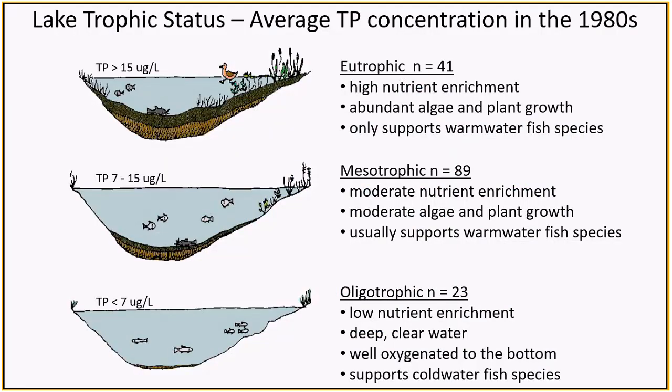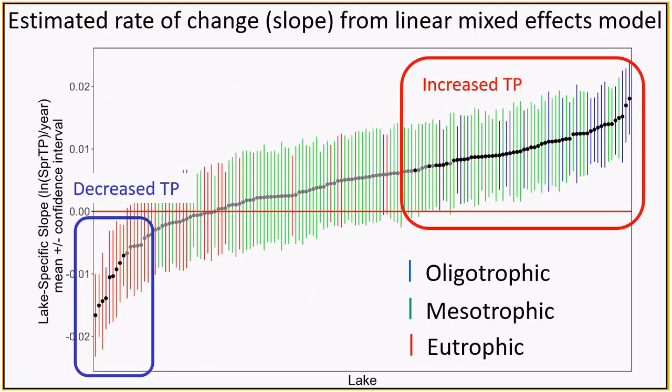So taking this data set, we broke the lakes down into trophic condition. I explained these trophic condition categories earlier. And we classified all of the lakes in this data set according to their trophic condition based on their average total phosphorus concentration in the 1980s. And to look at overall long-term phosphorus trends and avoid the statistical problem of multiple comparisons, I used what's called a linear mixed effects model, the results of which are shown here.